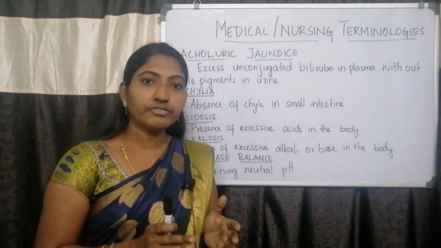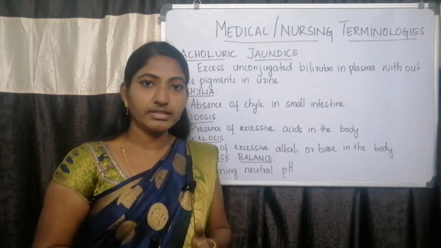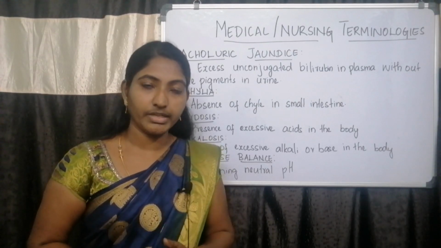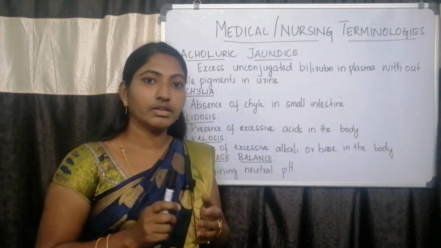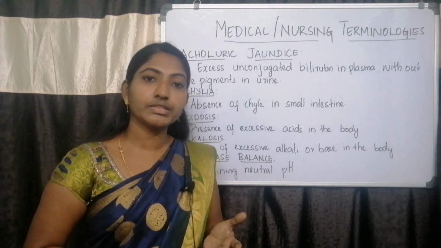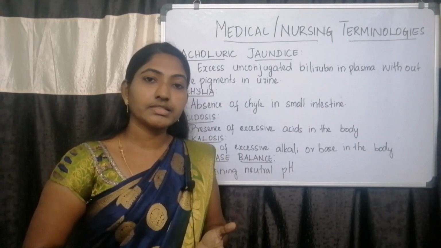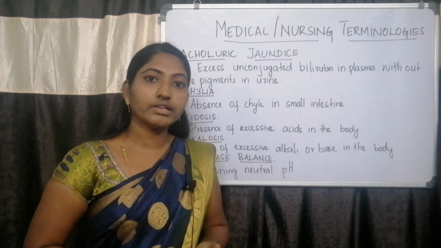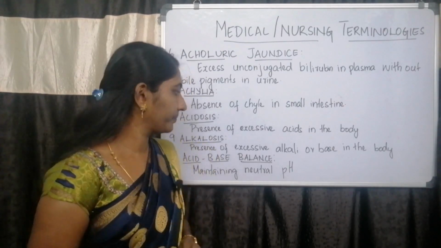So if there is damage to the kidneys and lungs which maintain the normal pH of the body, it will lead to conditions called respiratory acidosis and respiratory alkalosis, metabolic alkalosis and metabolic acidosis.